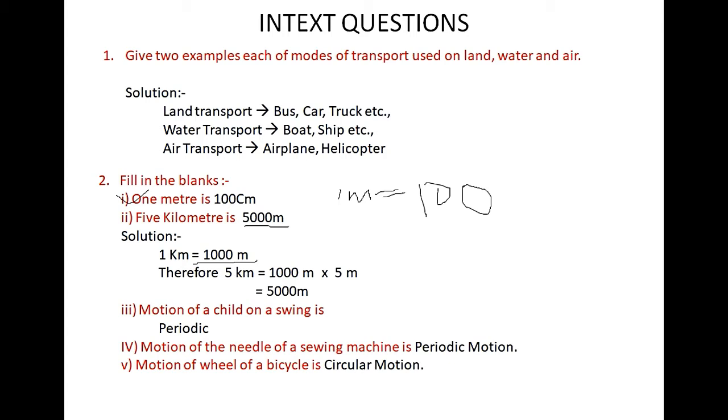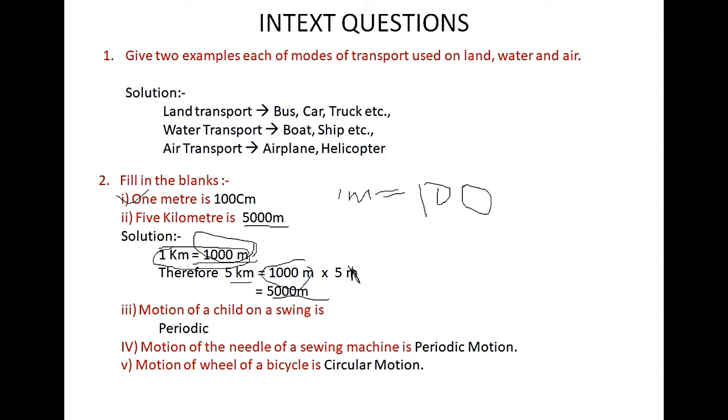5 kilometer is equal to, so 1 kilometer is equal to 1000 meter. In the place of 1 kilometer, I am going to substitute the value 1000. Therefore, 1000 meter into 5. Here I have written it wrong, it is not meter into meter as meter square. So it is 1000 meter into simply 5. Therefore, 5 kilometer is equal to 5000 meter. The main thing is this formula: 1 kilometer is equal to 1000 meter.